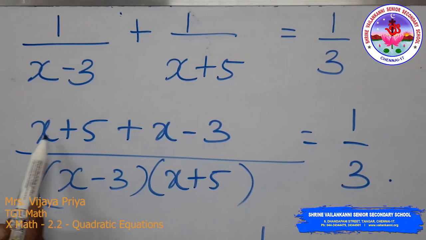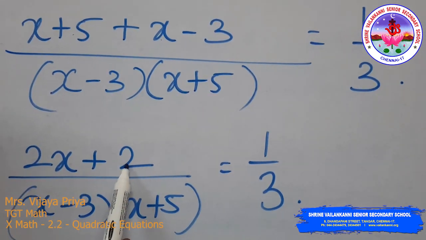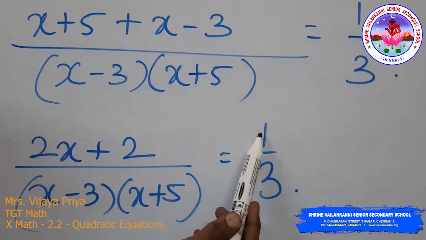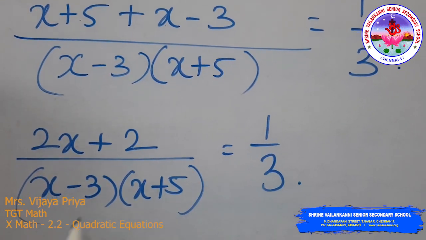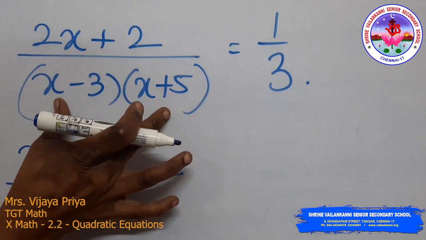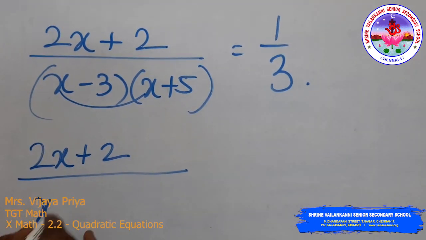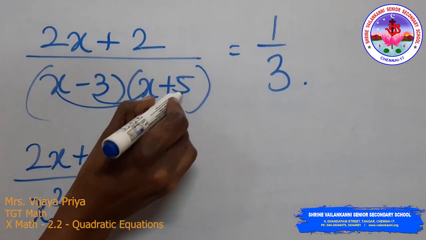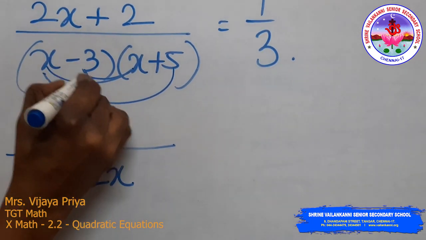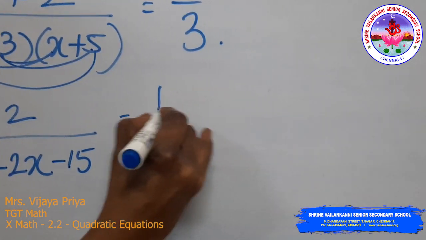Simplify this, I will get x plus x, 2x, plus 5 minus 3 is plus 2 divided by x minus 3 into x plus 5, which is equal to 1 by 3. So the next case, 2x plus 2, I am going to simplify those two brackets. So I will have x squared minus 3x plus 5x becomes plus 2x, minus 3 into plus 5 becomes minus 15, which is equal to 1 by 3.